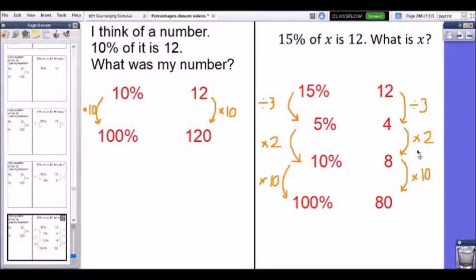Now that I have 10% of my original number, to get from 10% to 100%, which is what I'm aiming for, I multiply by 10. 8 times 10 gives me 80. Therefore the original number that I was looking for, in other words x, is 80. 80 is my answer, and if I wanted to check that I'm right, I could go ahead and work out what 15% of 80 is, and you will find that it is 12.